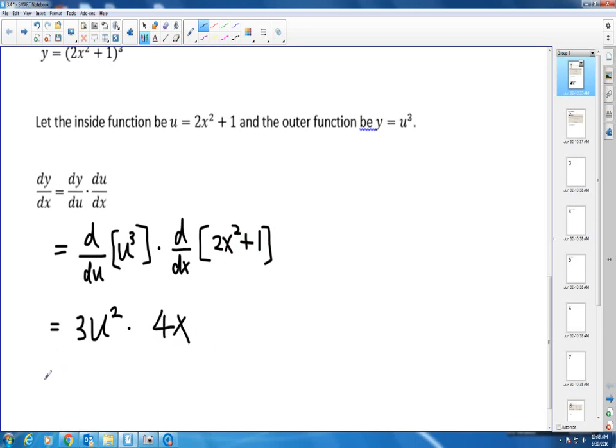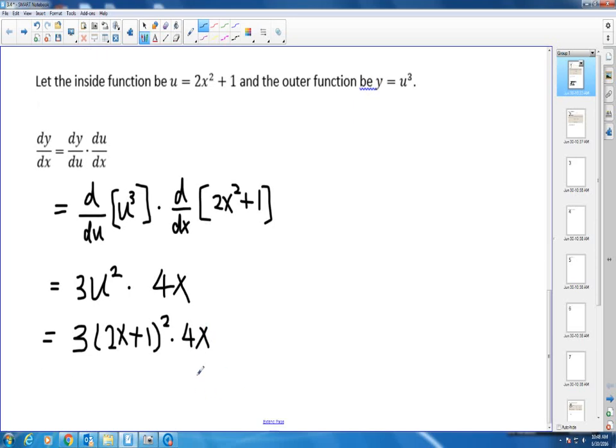Now I'm going to rewrite my u right here back as my 2x squared plus 1. So that will be 3 times 2x squared plus 1, whole thing squared, times the 4x. So 4x times 3 up front will tell me the answer is 12x times 2x squared plus 1, whole thing squared.